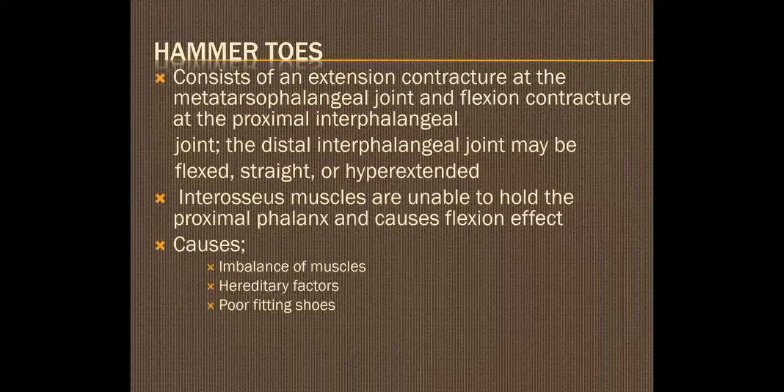Hammer toe consists of an extension contracture at the metatarsophalangeal joint and flexion contracture at the proximal interphalangeal joint. The distal interphalangeal joint may be flexed, straight or hyperextended. Interosseous muscles are unable to hold the proximal phalanx, and it causes the flexion effect in case of hammer toe. So what can cause hammer toe? Imbalance of the muscles, hereditary factors, as well as poorly fitting shoes. All this can cause hammer toe.